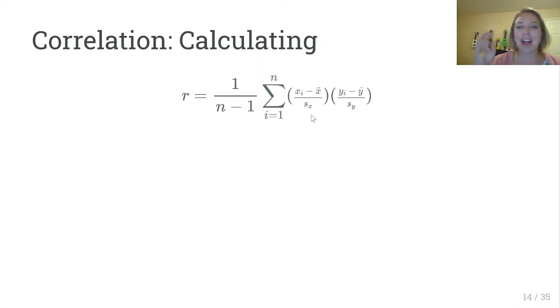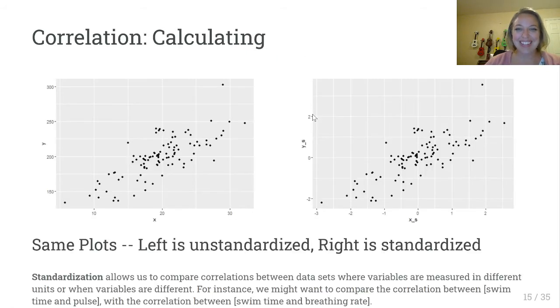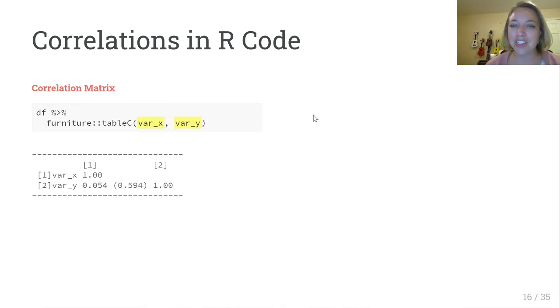It's adding, subtracting, dividing. Not too tough, but there's a lot of little steps. So we do not want to do this by hand. We're going to let R do it for us. So this is how we do it in R. Just quick. We'll do a more in-depth example in a second.